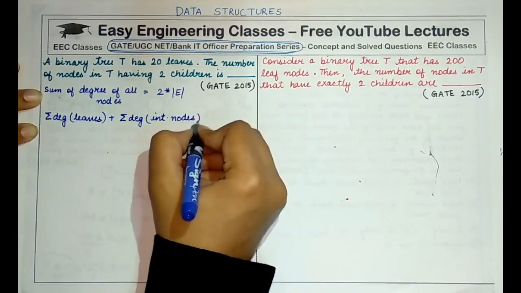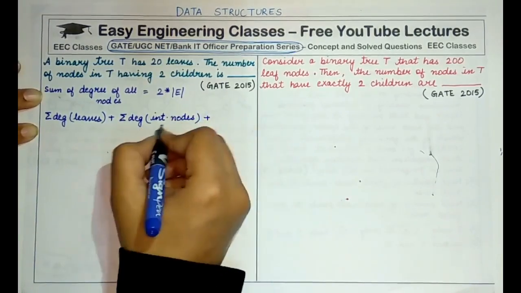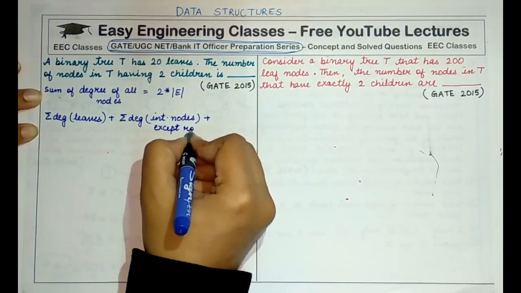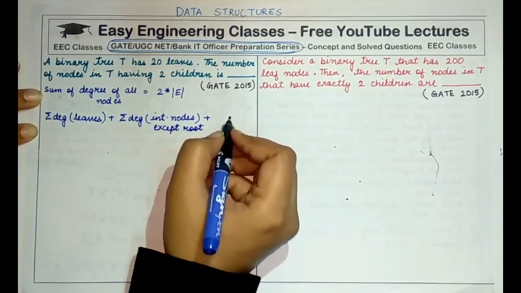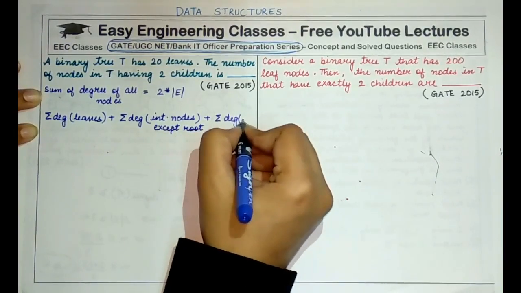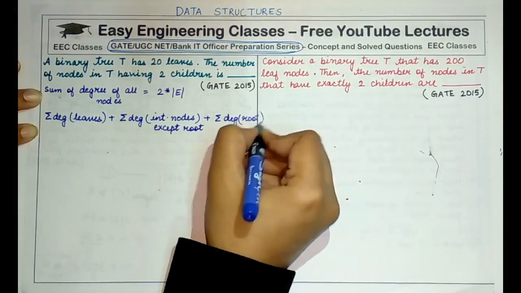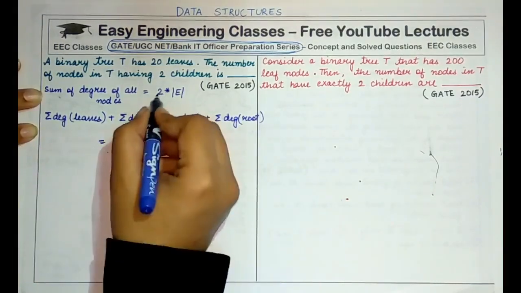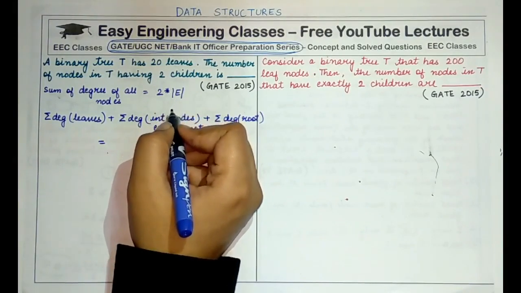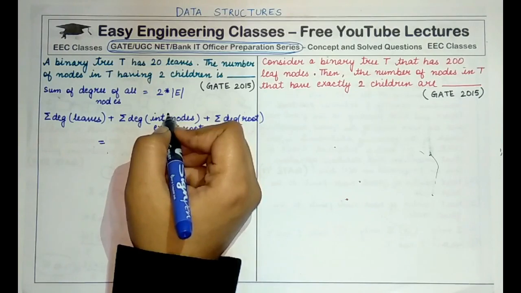Alright, and here this is except the root, and the sum of the degree of the root, this will all contribute towards twice the number of edges, since the number of edges in any tree is equal to the number of nodes minus 1.